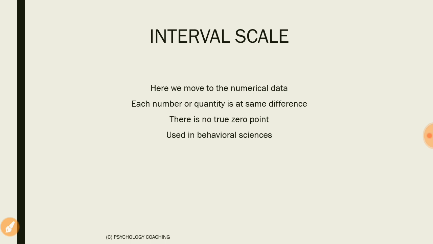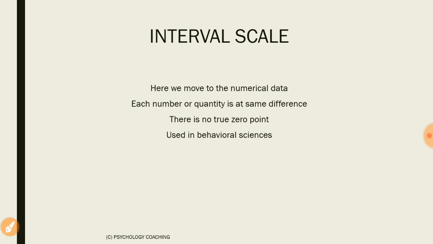The third type of scale is the interval scale, which is used with numerical data. In this, every quantity has the same difference. For example, in saying yes or no, if we assign yes as 1 and no as 0, or yes as 2, can't say as 1, and no as 0, the distance between 0 and 1 would be equal to the distance between 1 and 2. So the difference between the intervals is equal. Here we are using the interval scale.